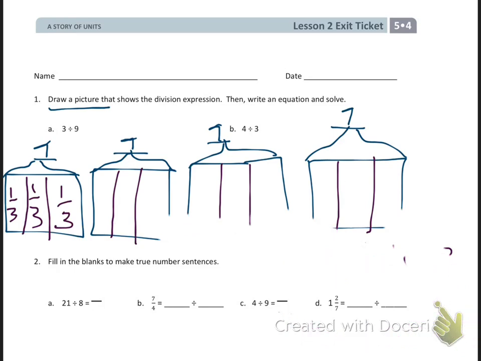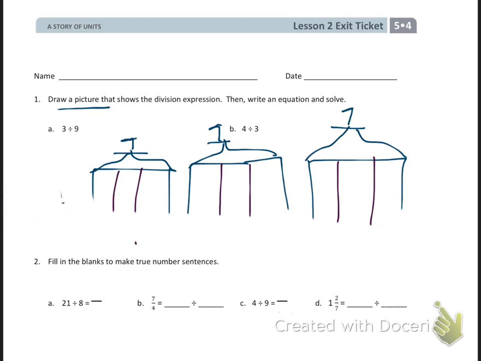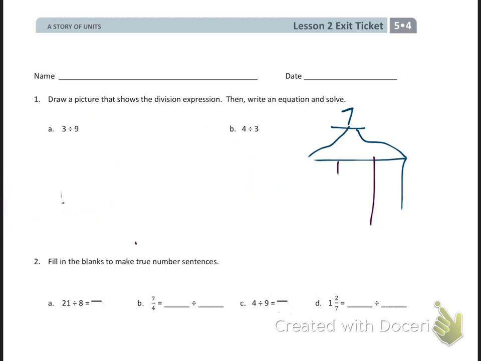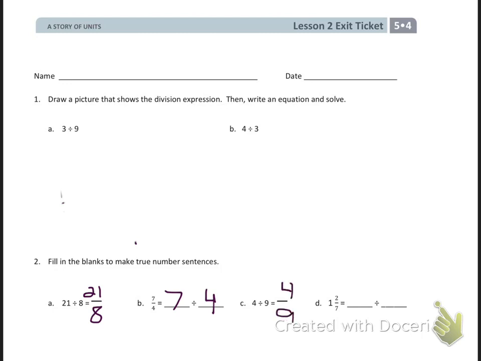Alright. For number 2, it asks us to fill in the blanks to make the number sentences true. Okay, and so we have 21 divided by 8. Well, how do we write 21 divided by 8 in fraction form? We just rewrite it like this, 21 over 8. 21 divided by 8 is the same as 21 eighths. 7 fourths is like saying 7 divided by 4. 4 divided by 9 is 4 ninths.